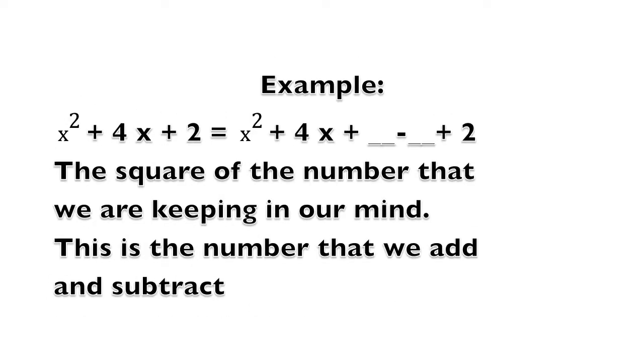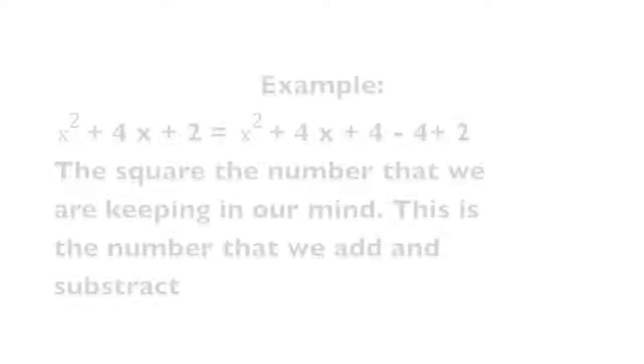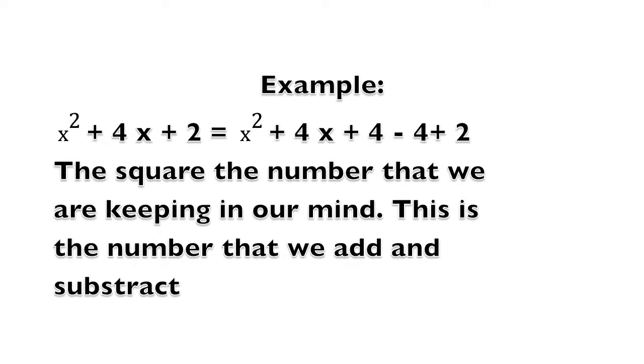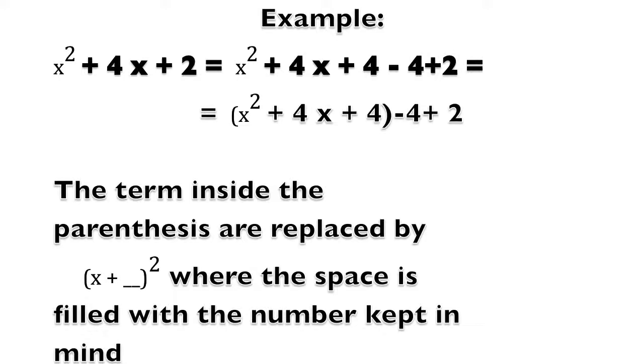Now, we square the number that we're keeping in mind, and we add and subtract this number to the expression. We have now a perfect square. Remember that a perfect square is made out of 3 terms. In this case, the perfect square becomes parentheses x plus the number that we're keeping in mind, close parentheses, squared.